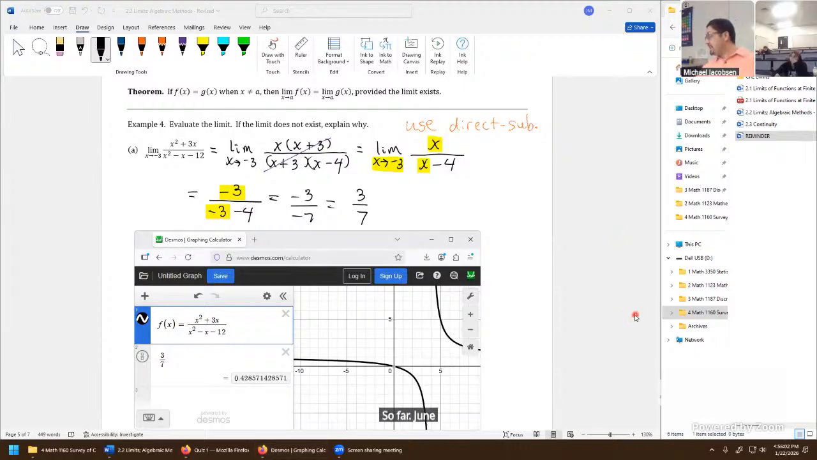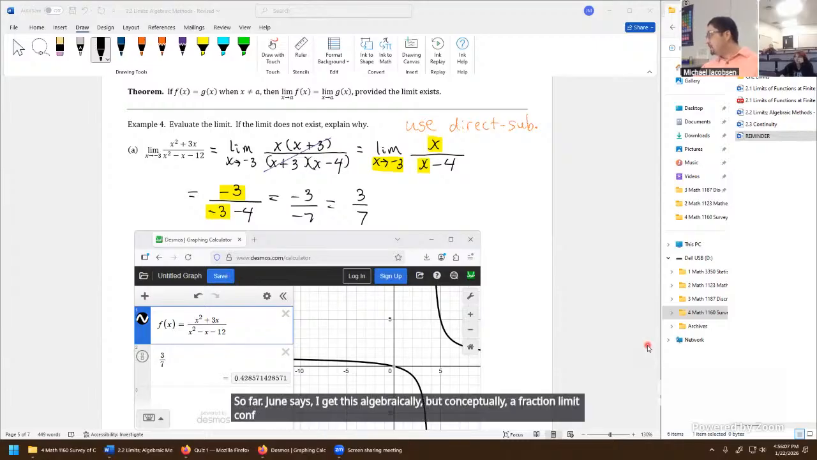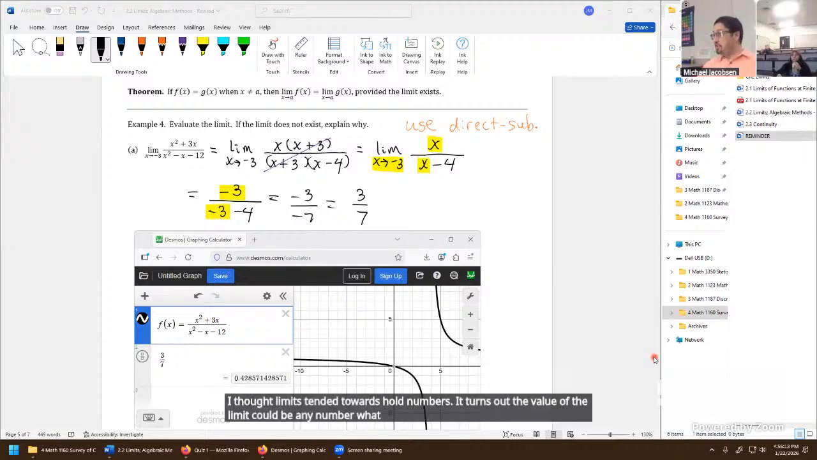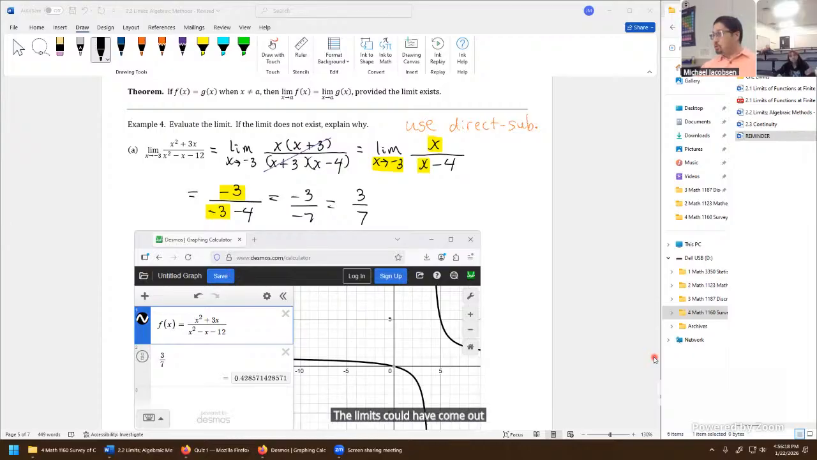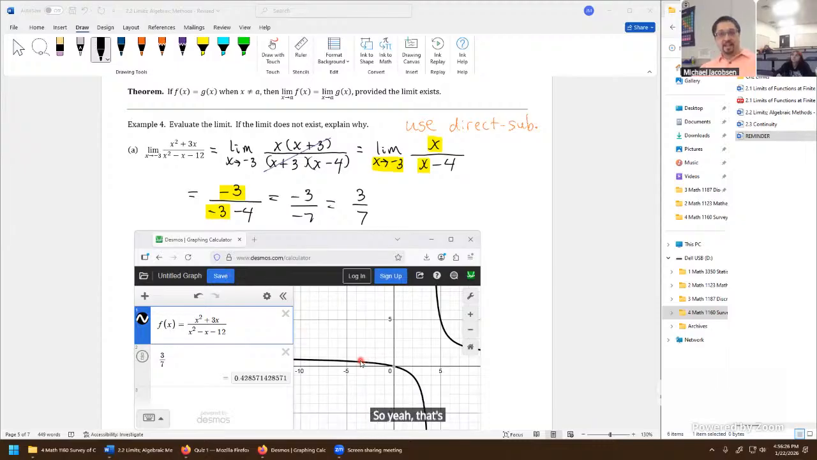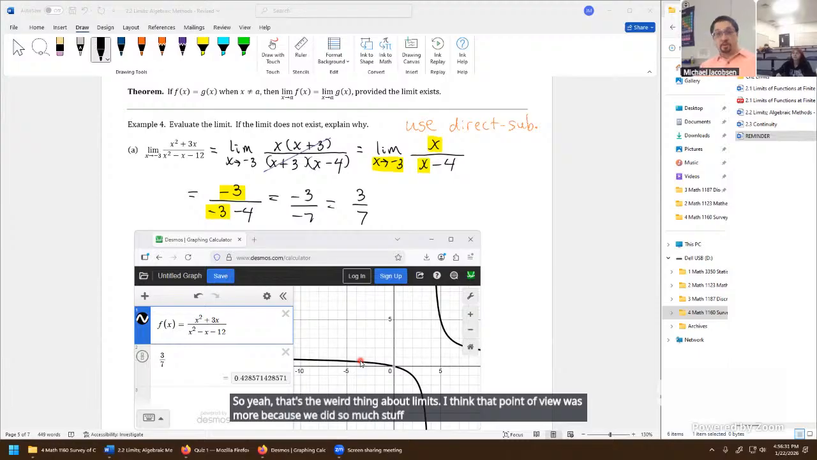June says, I get this algebraically, but conceptually, a fraction limit confuses me. I thought limits tended towards whole numbers. It turns out the value of the limit could be any number whatsoever, which is another weird thing. The limit could have come out as, say, pi, or square root of 2, or just some random decimal expansion like this one. That's the expansion for 3/7. So yeah, that's a weird thing about limits. I think that point of view was more because we did so much stuff on the graphs and whole numbers just happened to be convenient.